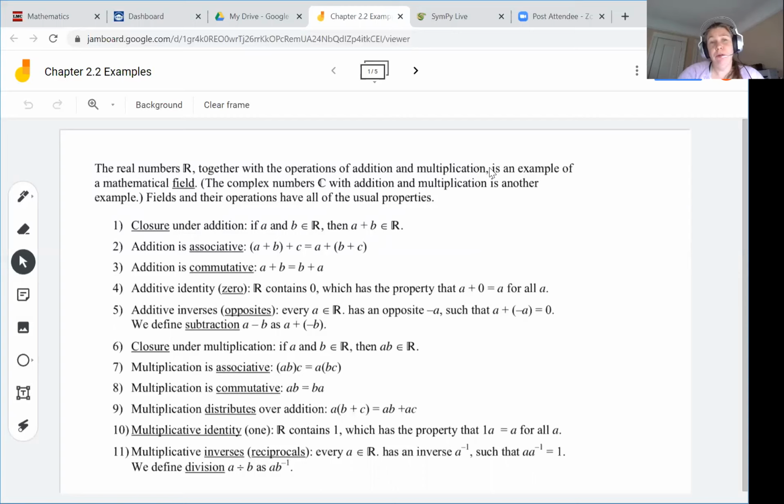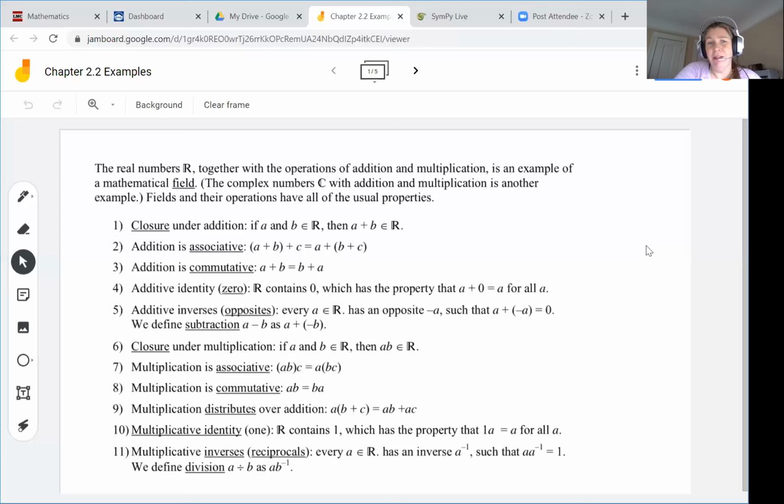The real numbers, which we indicate here with the bold R, together with the operations addition and multiplication, is an example of a mathematical field. So notice subtraction and division aren't included. The complex numbers, which we denote with bold C, again with addition and multiplication, is another example of a mathematical field. As you study higher levels of mathematics, you'll come into contact with more fields and their operations.